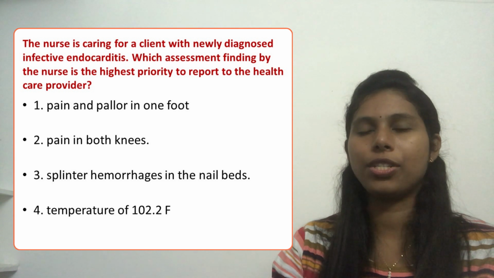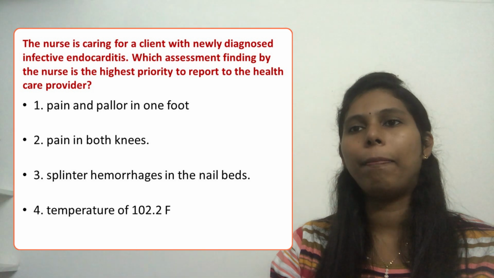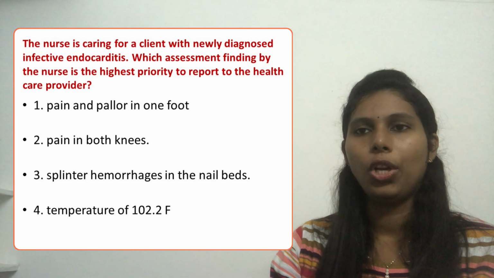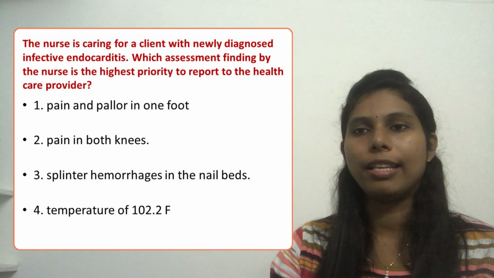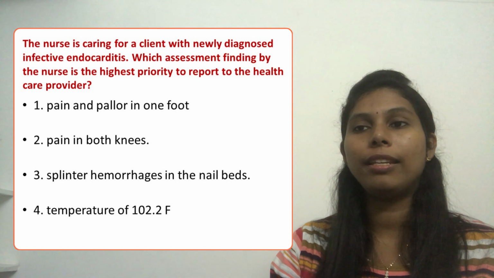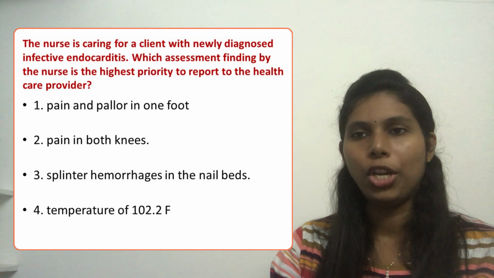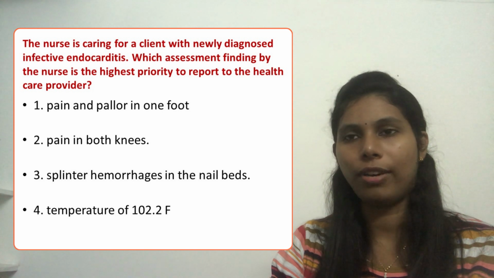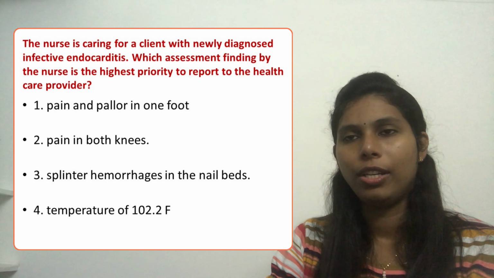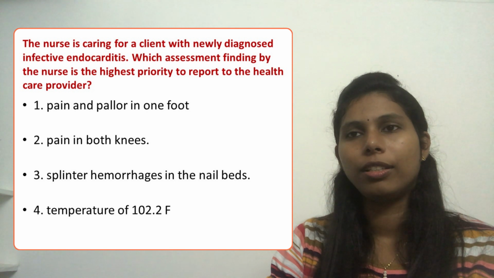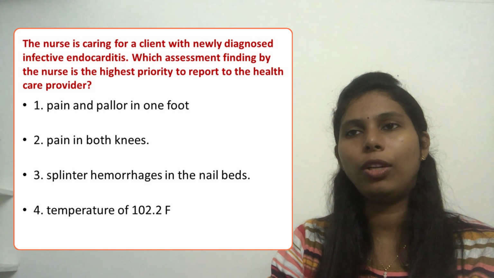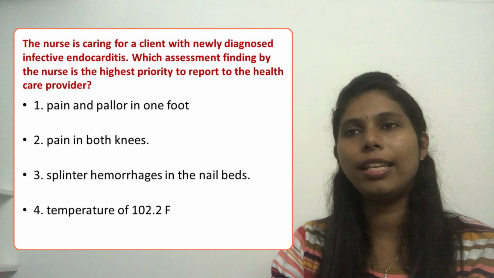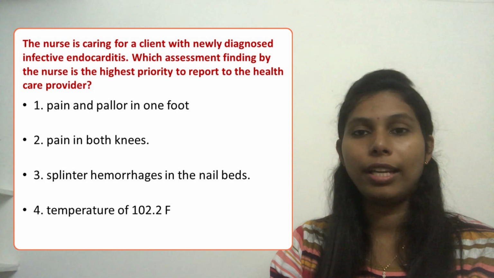We'll see the options. Option 1, pain and pallor in one foot. Option 2, pain in both knees. Option 3, splinter hemorrhages in the nail beds. Option 4, temperature of 102.2 degrees Fahrenheit. So what do you think? Based on the knowledge that we have, which could be the very serious problem, or which requires the highest priority intervention?